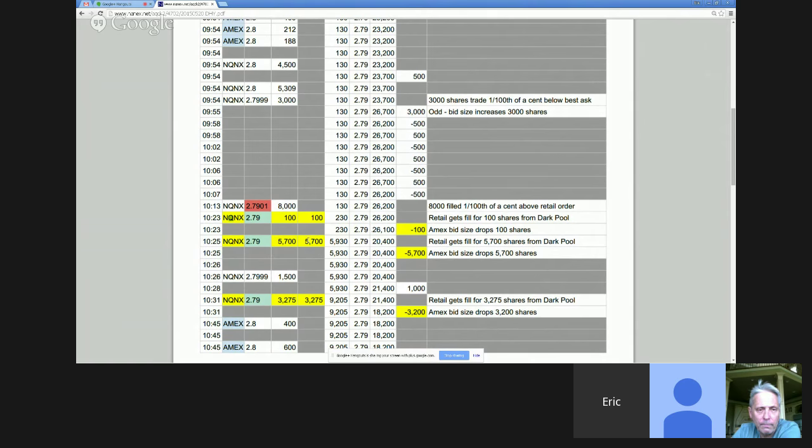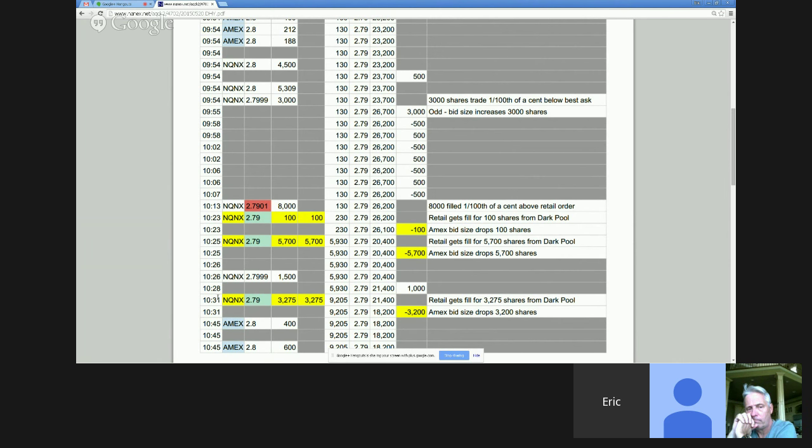Okay. And a couple minutes later, he gets 5,700 shares, prints on a dark pool, not at the American Stock Exchange, and again, immediately, the American Stock Exchange size changes by, oh, look at that, exactly 5,700 shares.